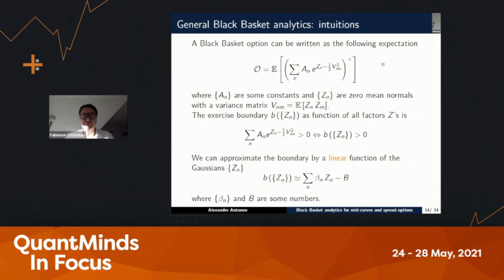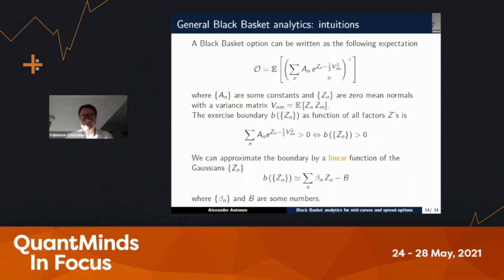Let's give some intuition of the black basket option pricing, how we approximate with high accuracy the black basket option price. So we have our O, which is the option price, which is the expectation of the weighted sum of the Gaussian exponents. So we have A n some constants, Z n is a zero mean normal with certain variance V mn here. Actually, we can put the strikes inside, for example, with a zero variance variable Z n here. So that's our goal to calculate.